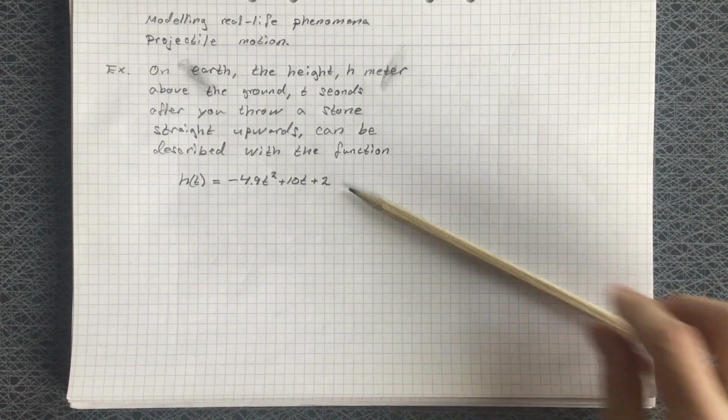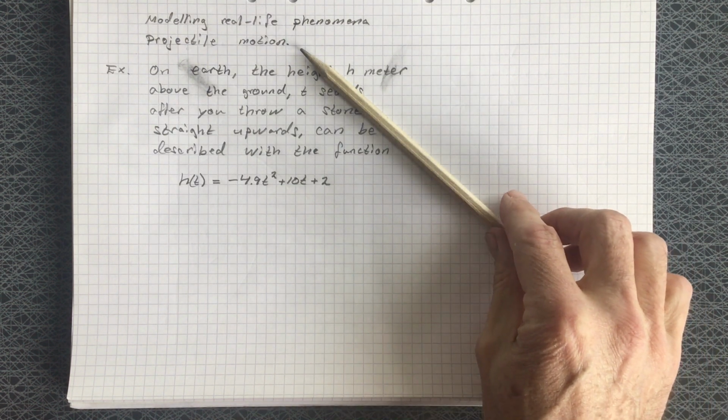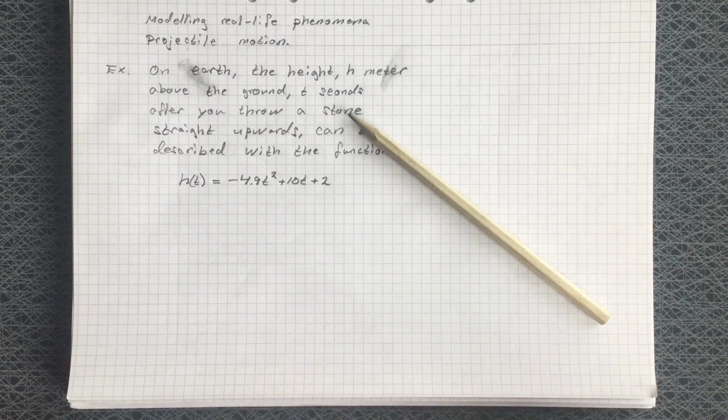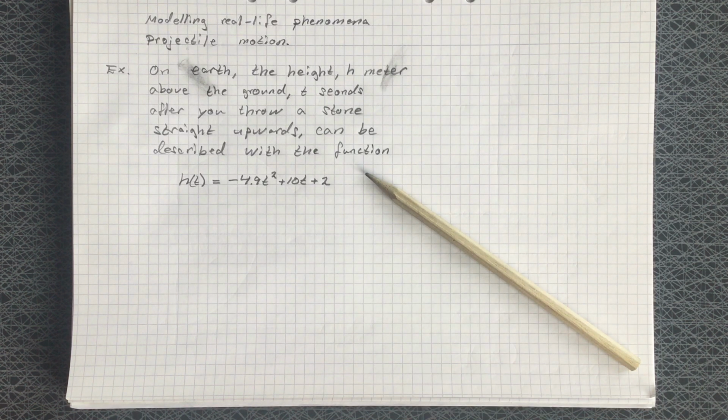Okay, so welcome to this lesson about modeling real-life phenomena. I will show you here projectile motion, how that could be described with a quadratic model or second-degree equation. And you can see that I've written down the exercise that I will show you. The questions in the exercises will come later here.